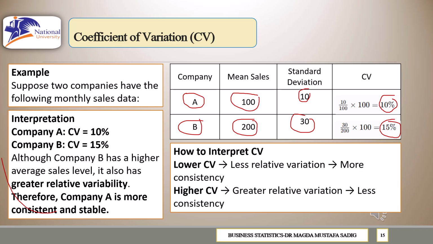So this leads to an important interpretation. A lower CV means less relative variation, greater consistency, and greater stability. A higher CV means greater relative variation, less consistency, more fluctuation. So I want you to remember that when comparing consistency using CV, the data set with the lower coefficient of variation is generally more stable.